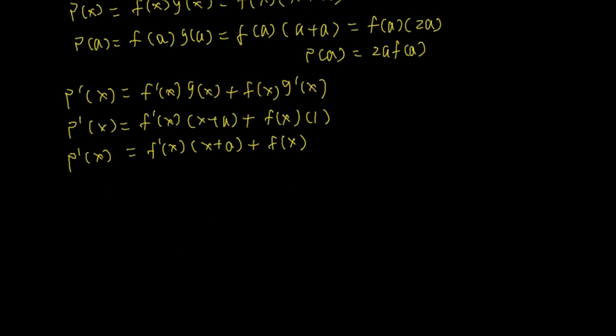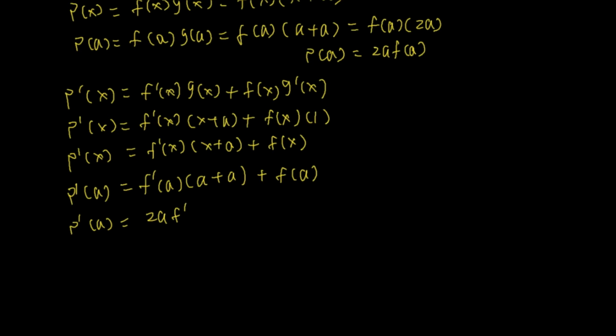Now we will plug A into the X. So we get P prime at A, and that is equal to F prime at A times A plus A, because X is A now, plus F at A. A plus A is 2A, so we have 2A times F prime at A plus F at A. We don't know what F at A is equal to. We also don't know what F prime at A is equal to, but we cannot say it's equal to 0.